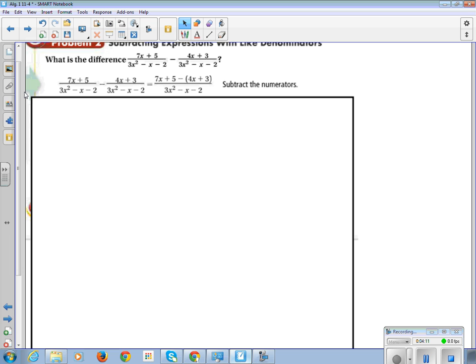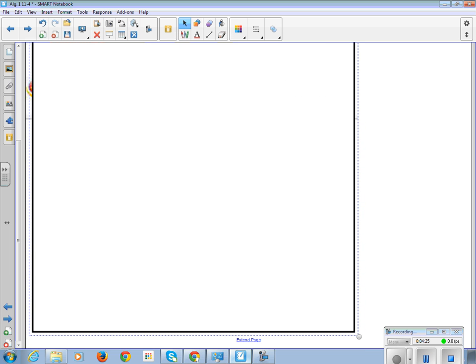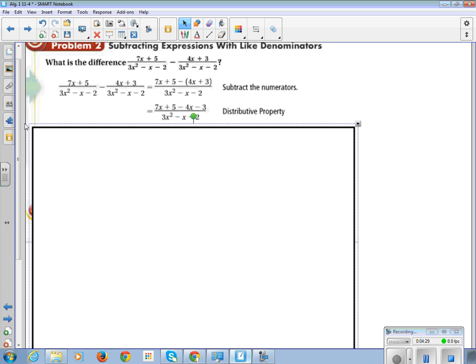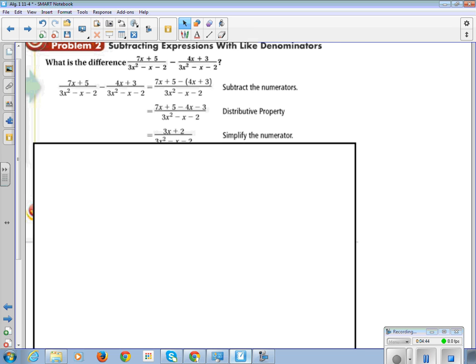So I have 7x plus 5 minus parentheses 4x plus 3. This minus sign is going to apply to the 4x and to the plus 3. So I got 7x plus 5 minus 4x minus 3 all over the same denominator. And now I'm going to simplify the numerator. 7x minus 4x will give us 3x, and 5 minus 3 will give us 2.